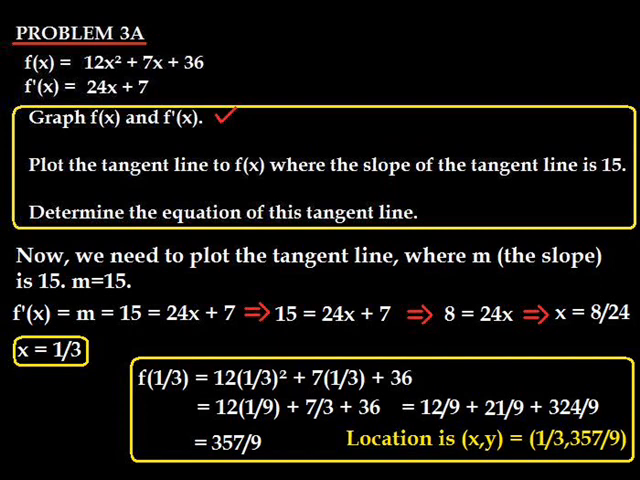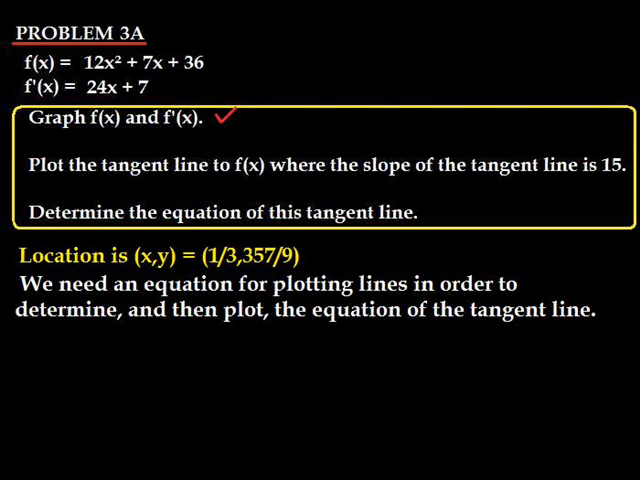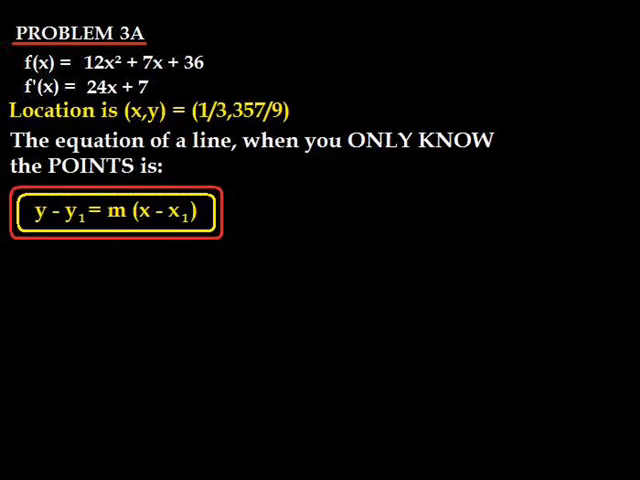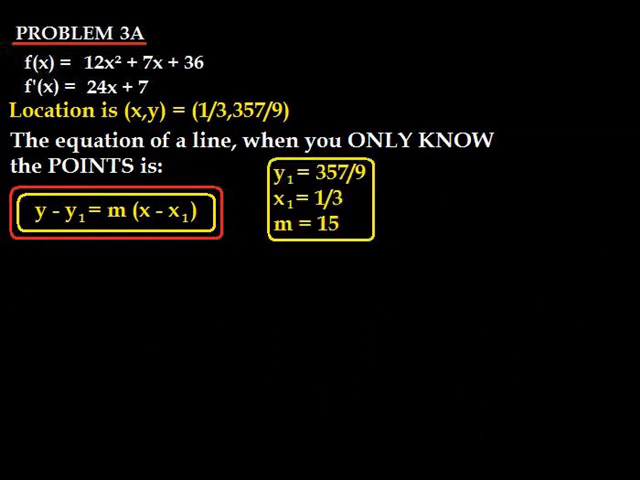Alright, but there's a little problem. We need an equation for plotting lines in order to determine and then plot the equation of the tangent line. We only have a few things. We have a point for x, we have a point for y, and we have a slope. So, the equation of a line, when you know a point, is y minus y1 equals m times x minus x1. Knowing the slope also helps, because it's a variable that we are going to need in order to substitute in. Alright, so we have all the variables on the side here, so we can move forward. Let's plug these numbers in.